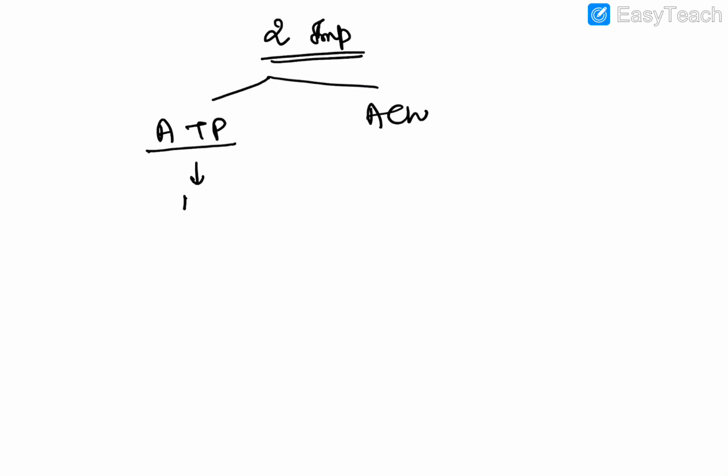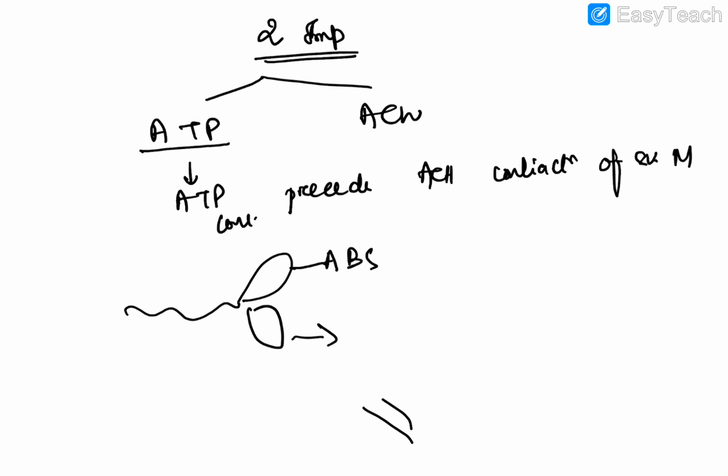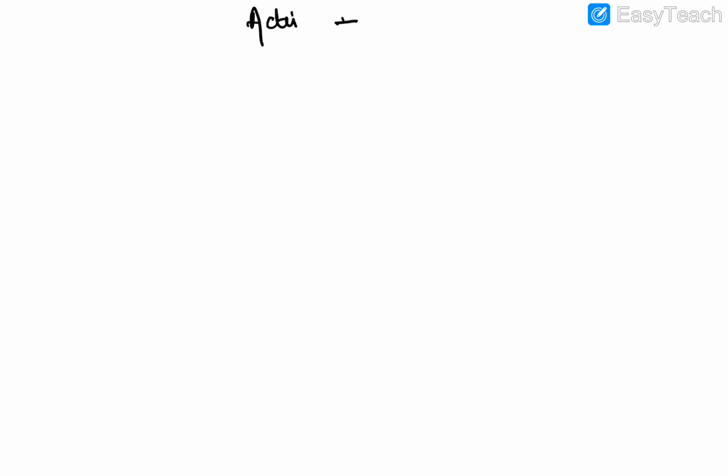In fact, the ATP mediated contraction precedes the acetylcholine mediated contraction of the skeletal muscle. Hence that myosin head has an actin binding site and the myosin ATPase activity. Now, the actin plus tropomyosin plus troponin, they form the thin filament. So, the actin is arranged like this. Now, I'll just pull up a picture, it's better.